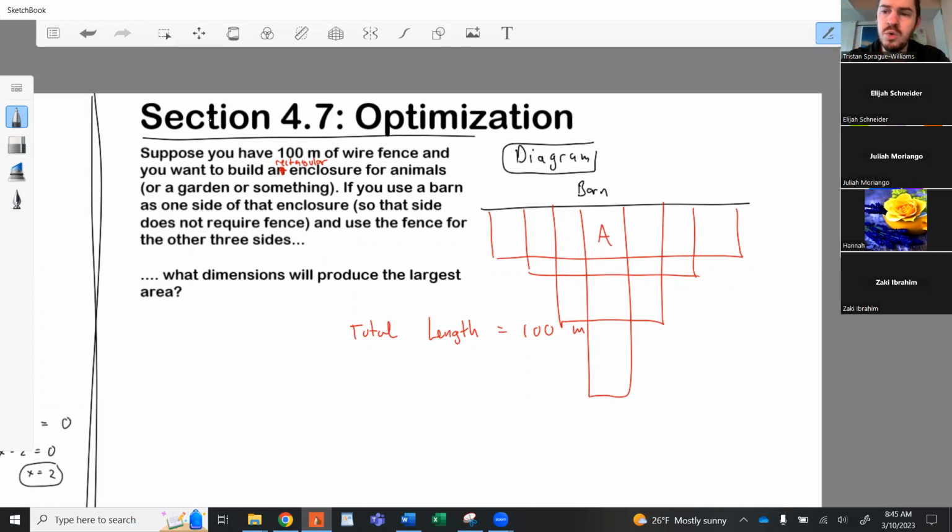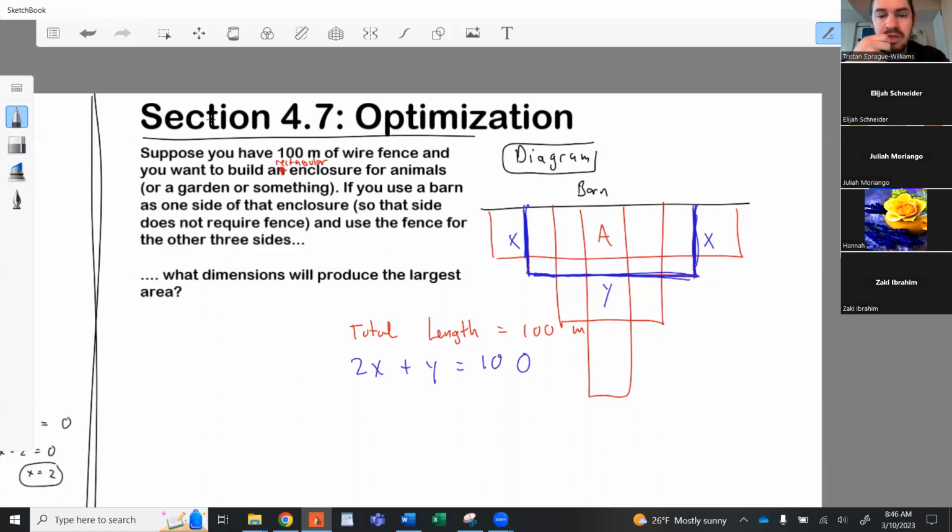So if I focus back in on this one, there are two variables here. There's this one, which is X, and there's this one, which I'll call Y. X and Y are just two random letters that I picked. Since there's two X's and one Y, if I add them all together, 2X plus Y has to equal 100.